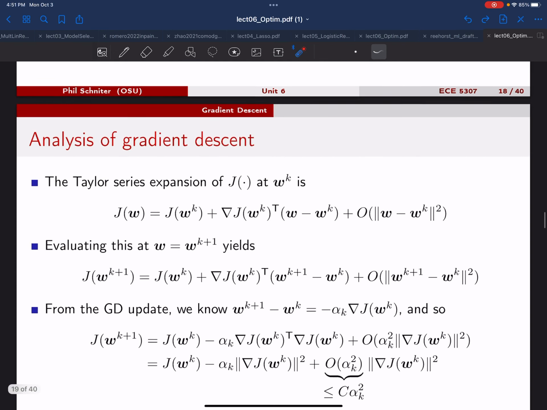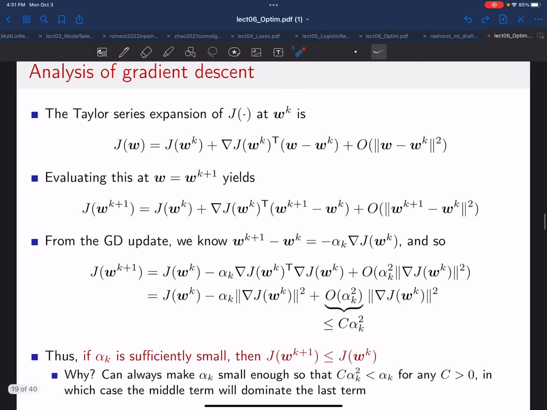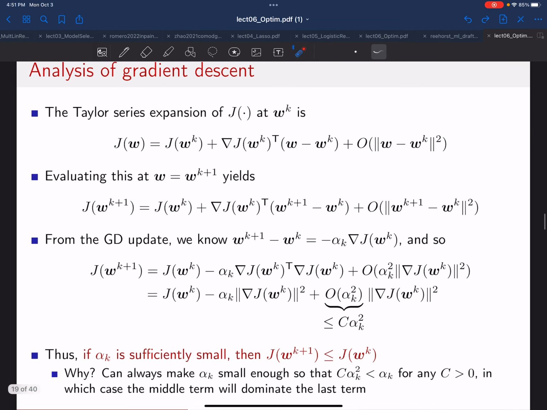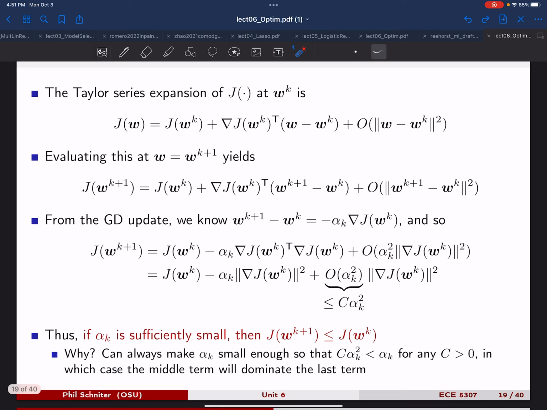Okay, so let's talk a little bit more about why this works when alpha is small. And once again, we're going to use our Taylor series expansion. So this is the cost at any point W, and as a reference, we're going to use WK. So imagine that we've been running this algorithm and now we're at WK. That's going to be our reference point. We want to know what happens relative to that reference point for any W.